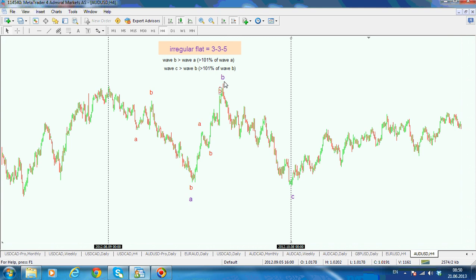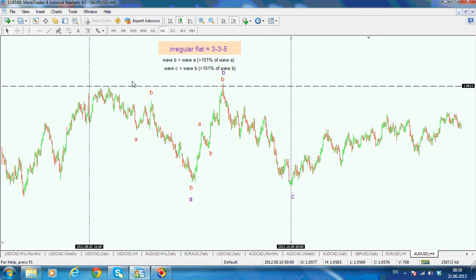Remember, for the rules of a flat, that the B wave can be any corrective pattern except a triangle. Also, A wave can be any corrective pattern except a triangle. However, the B wave in an irregular flat should be higher than 101% of wave A. So if you take a horizontal line and you mark the beginning of wave A, you are seeing that the B wave exceeds the beginning of wave A. So that's the first rule to be taken into consideration.